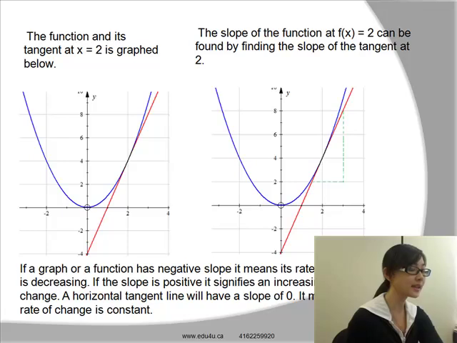If a graph or a function has negative slope, it means that its rate of change is decreasing. If the slope is positive, it signifies an increasing rate of change. A horizontal tangent line will have a slope of 0. It means the rate of change is constant.